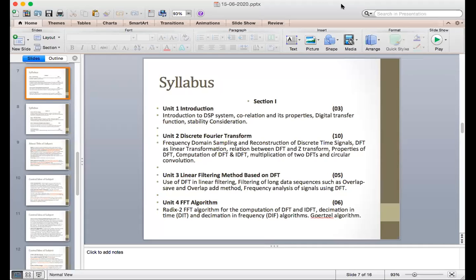Okay, last lecture, this is lecture 2, digital signal processing. In the last lecture we were discussing the syllabus. In digital signal processing, the syllabus consists of a total of 8 chapters. Section 1 consists of 4 chapters and section 2 consists of the remaining 4 chapters.